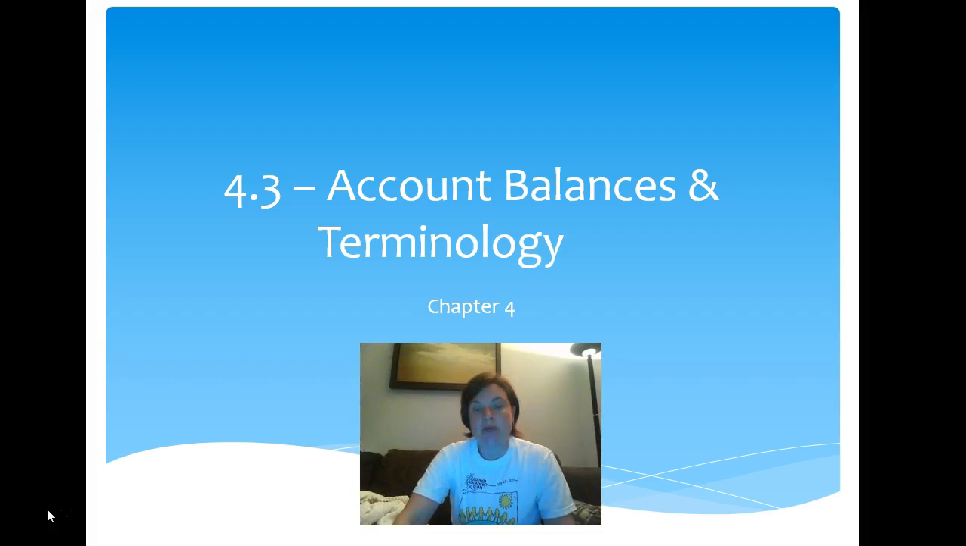So now that we're able to record transactions in the T accounts in the ledger, we need to calculate the new account balances. So we need to figure out how much money is in the cash balance, how much do accounts receivable owe us, how much supplies do we have on hand. And so let's go through that now in 4.3.